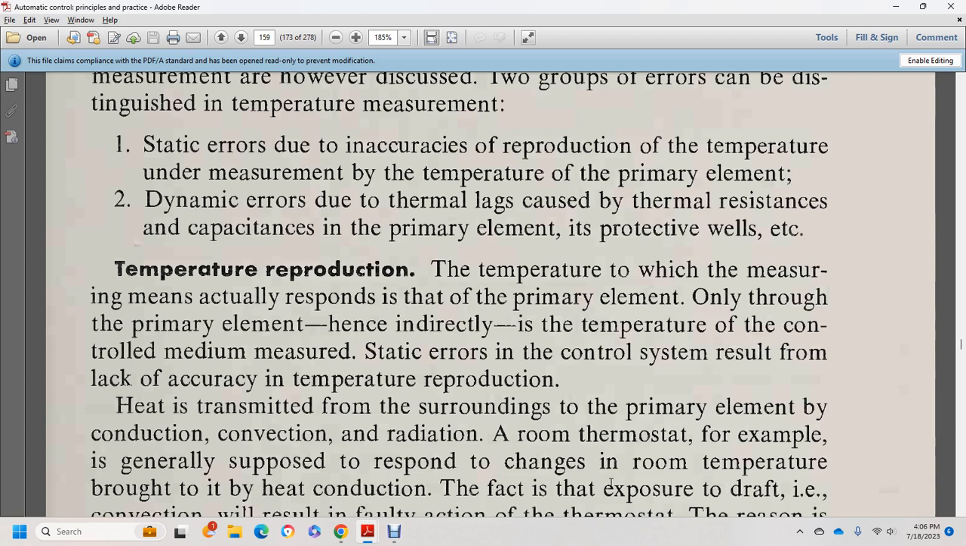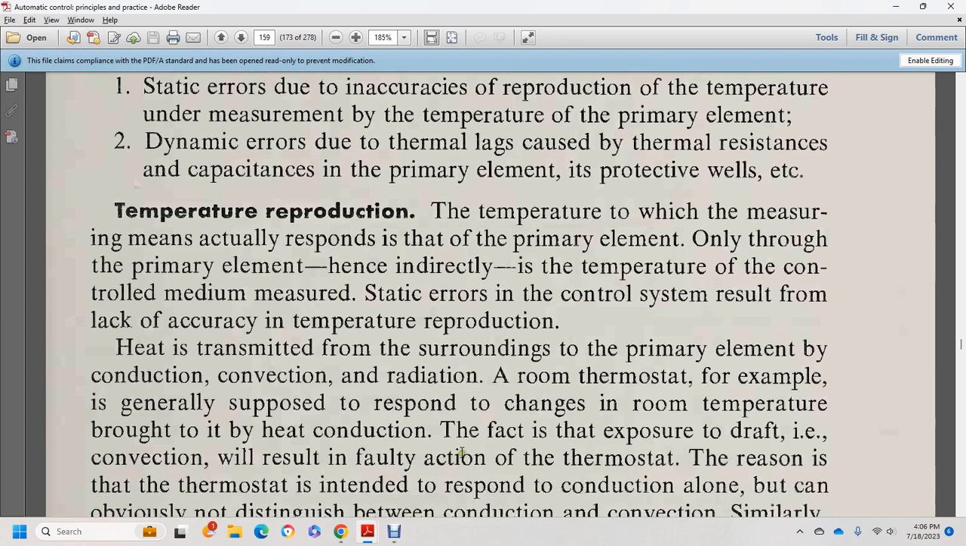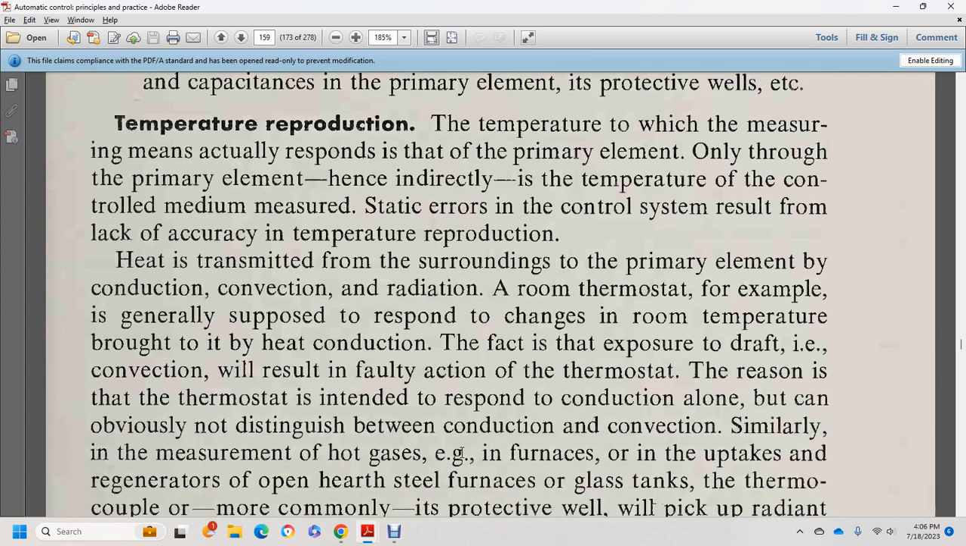Heat transmission to the surroundings from the primary element occurs by conduction, convection, and radiation. For example, a room thermostat is generally supposed to respond to the change of the room temperature, but the problem is heat conduction, exposure to drafts and convection, which results in faulty action of the thermostat. The thermostat is intended to respond to conduction alone.